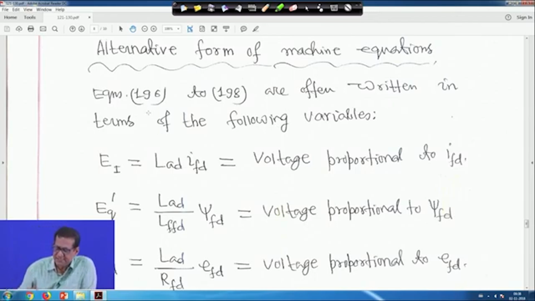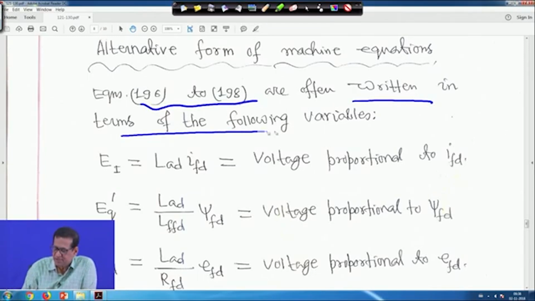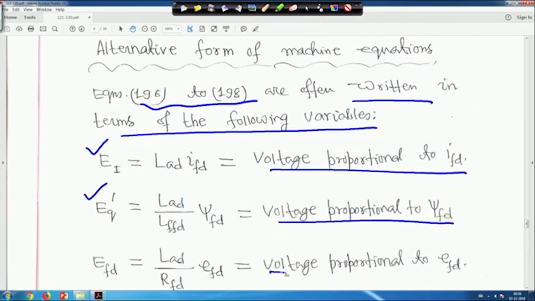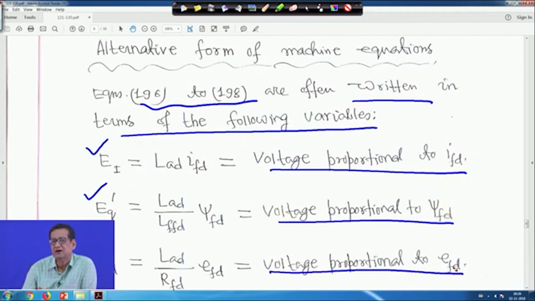Now, equations 196 to 198, we will write in a slightly different way; they are often written in terms of the following variables, right. We define a variable E I, E suffix capital I, equal to L A d I f d, that is a voltage proportional to I f d. Another term we write is capital E q dash equal to L A d upon L f f d times psi f d, that is a voltage proportional to psi f d. Another term we write is capital E f d equal to L A d upon R f d into E f d, that is a voltage proportional to E f d, because we have to simplify the whole mathematical derivation, right. So, we represent it like this.